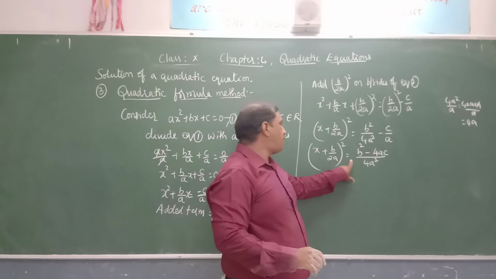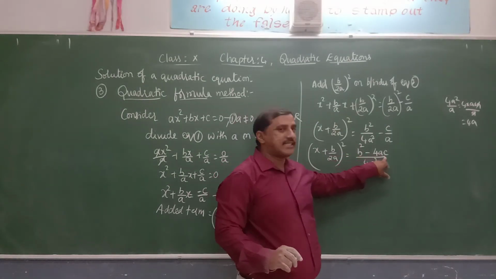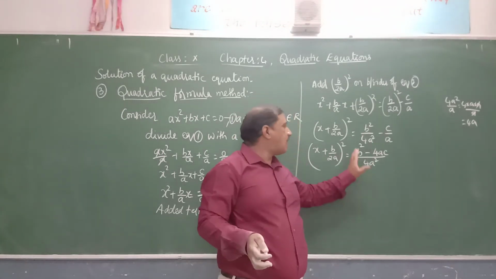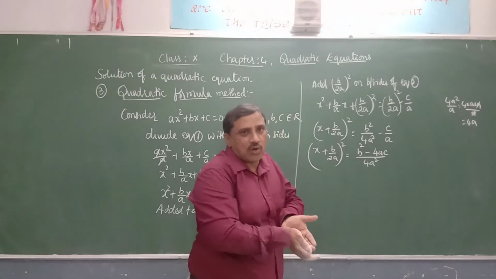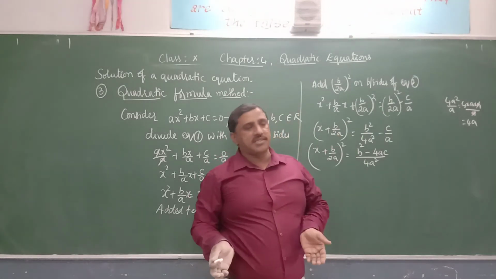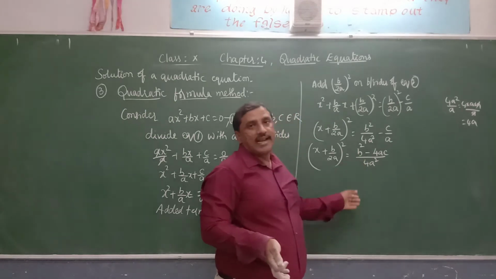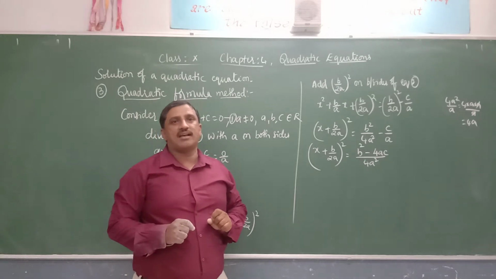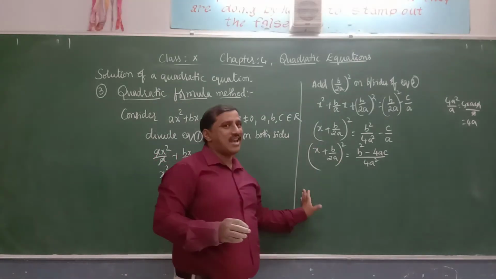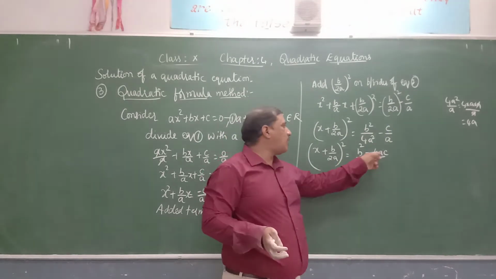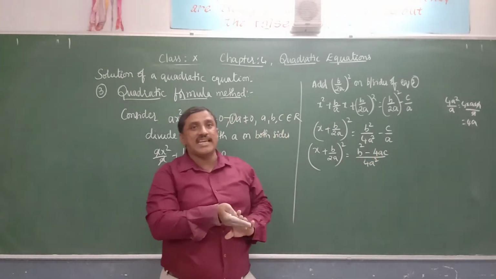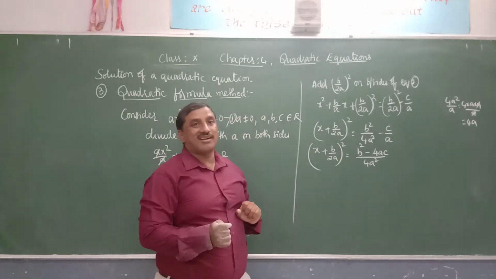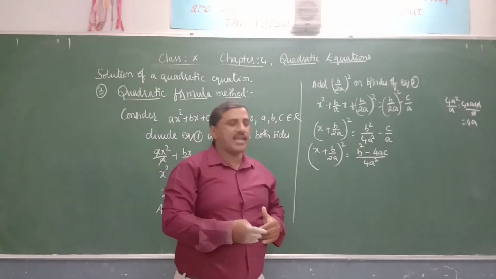Now you see here, b square minus 4ac. If it is 0, we will get real roots. If b square minus 4ac is greater than 0, we will get a positive value, and we will get real roots. If b square minus 4ac is less than 0, we won't get real roots, we get imaginary, that is unreal, roots. That's why this value b squared minus 4ac decides the roots of a quadratic equation. Hence b squared minus 4ac is known as the discriminant. We will study it in the next class.